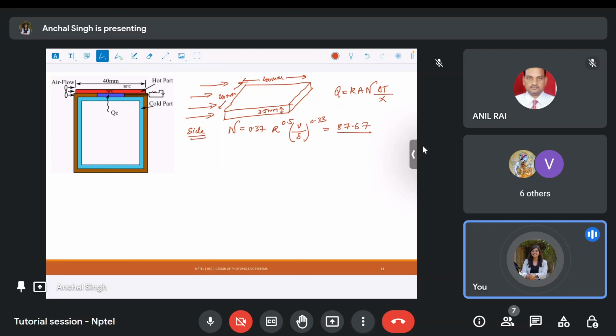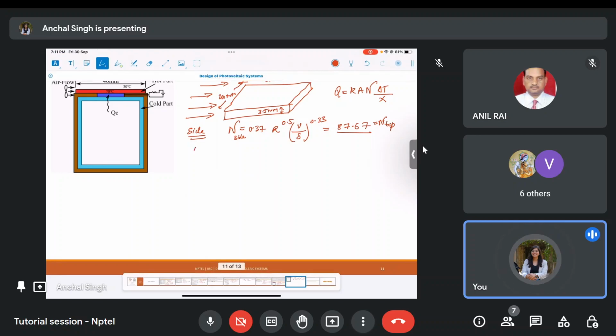Now all these parameters will remain the same for both side and top. Therefore Nusselt number side will be the same as Nusselt number top. Now, the other parameter that you need to calculate here is delta T.